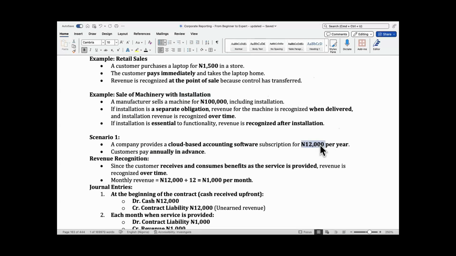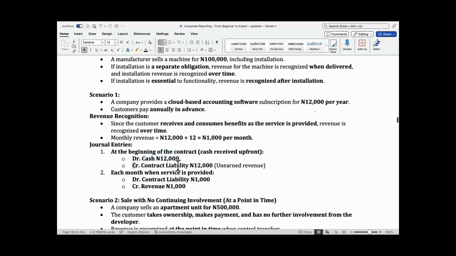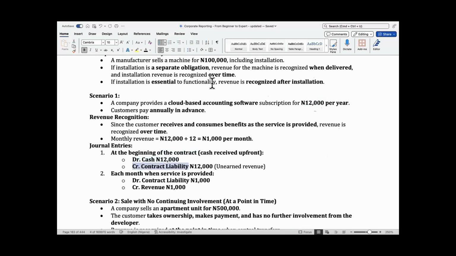The right thing to do is that at the beginning of the contract, when they receive that money, they will debit the money they received. Instead of crediting revenue, they will credit a contract liability, because the revenue is unearned. So, Christopher, I believe I've answered your question. You would credit a contract liability.